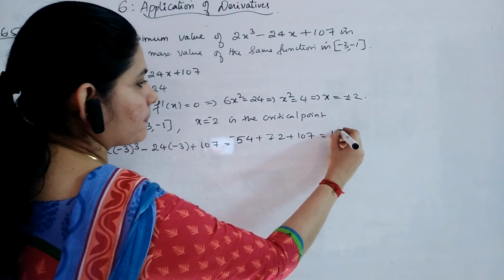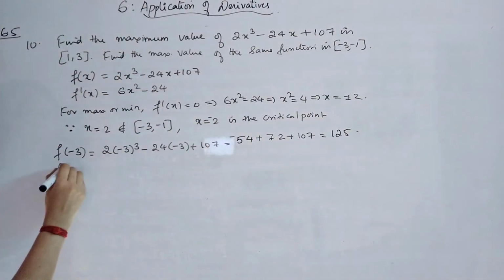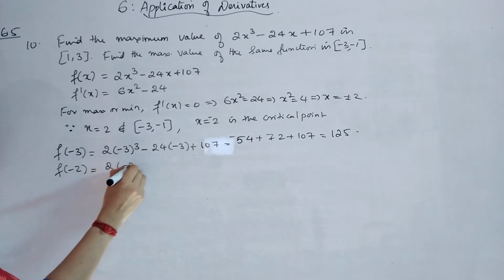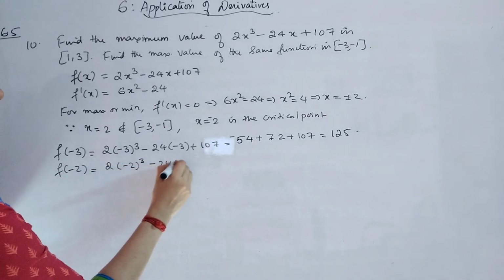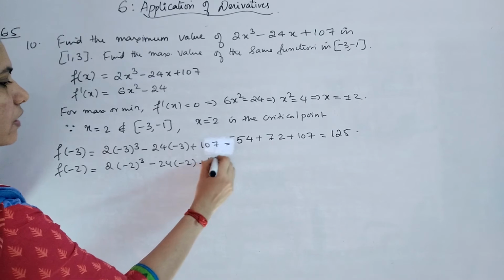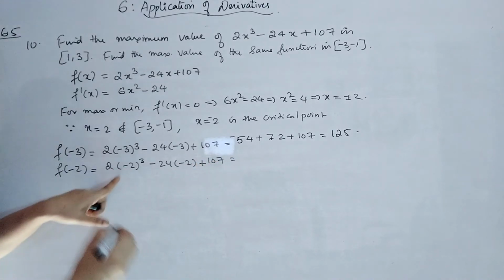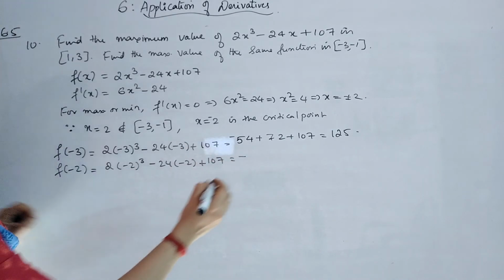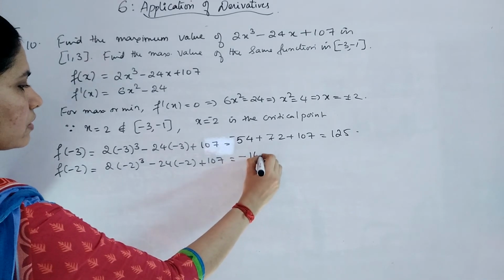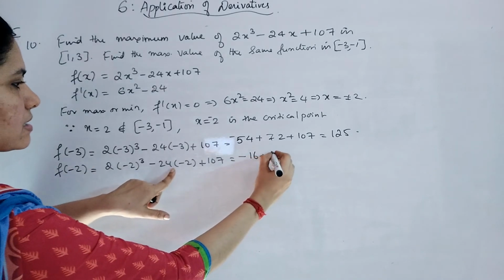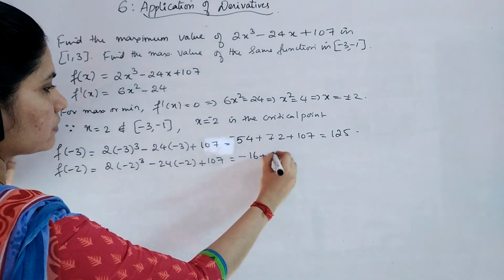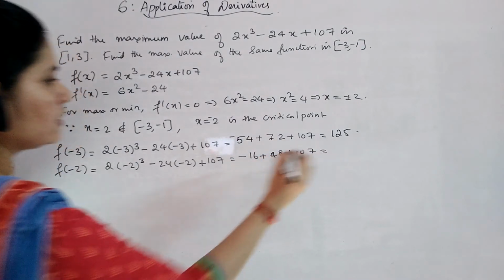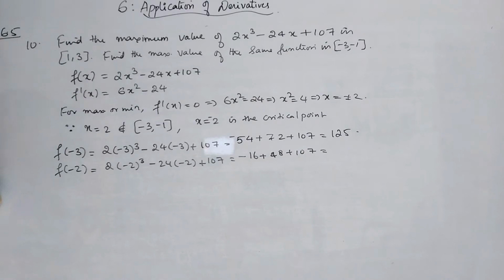125, correct. Then f of minus 2: 2 into minus 2 the whole cube minus 24 into minus 2 plus 107. So this will give you a negative sign with 2 raised to 4 minus 16, and this will become plus 48 plus 107. Again, what is the value which you are getting? Minus 16 plus 48 plus 107 will give you 155 minus 16, 139.